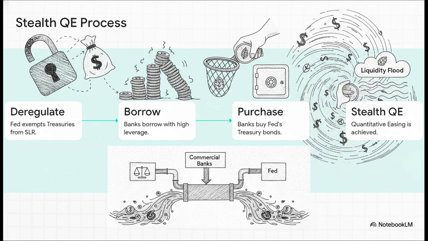Here is how this builds into the ultimate loophole, and it's kind of brilliant. Step 1. The Fed deregulates commercial banks by exempting U.S. Treasuries from that SLR rule. Step 2. Suddenly, banks are free to borrow with massive leverage. Step 3. The banks use all that leverage to scoop up the Treasury bonds the Fed is trying to offload. Step 4. Boom, stealth quantitative easing. The Fed gets to shrink its balance sheet and tell everyone it's fighting inflation, all while highly leveraged commercial banks flood the market with liquidity. They are essentially laundering the money printing straight through the commercial banking sector.